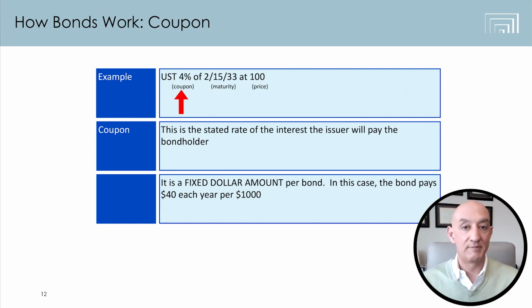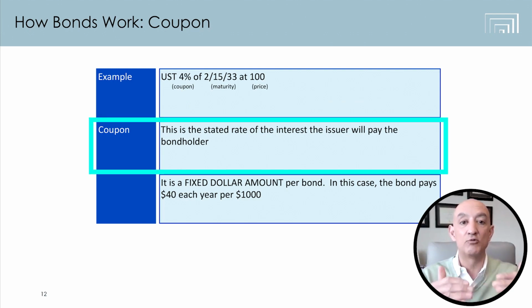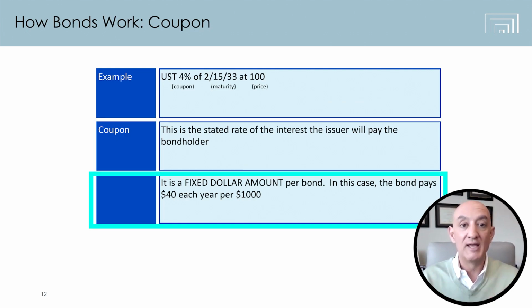The last thing we'll talk about is the coupon. And this throws a lot of people off because it's quoted as a percentage, but it is actually a fixed dollar amount. So the coupon is the stated rate of interest the issuer will pay the bondholder. But remember that it is a fixed dollar amount. To understand what that fixed dollar amount is, just calculate it as a percentage of $1,000. In other words, a 4% coupon bond pays $40 a year to the holder for every $1,000 bond.